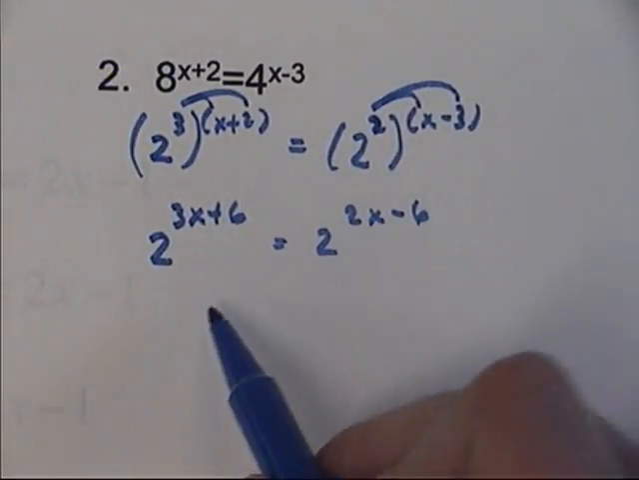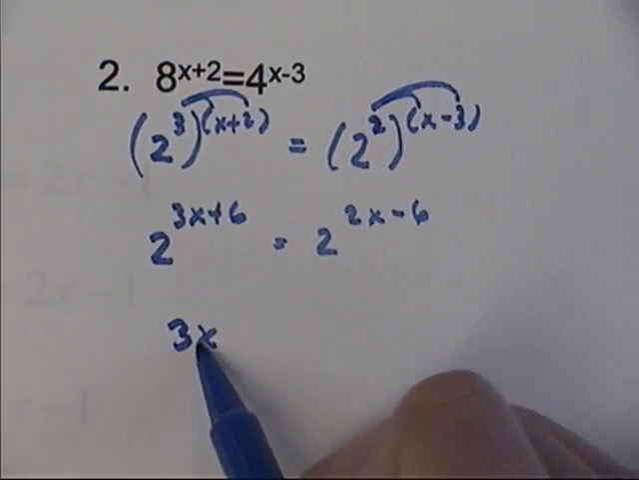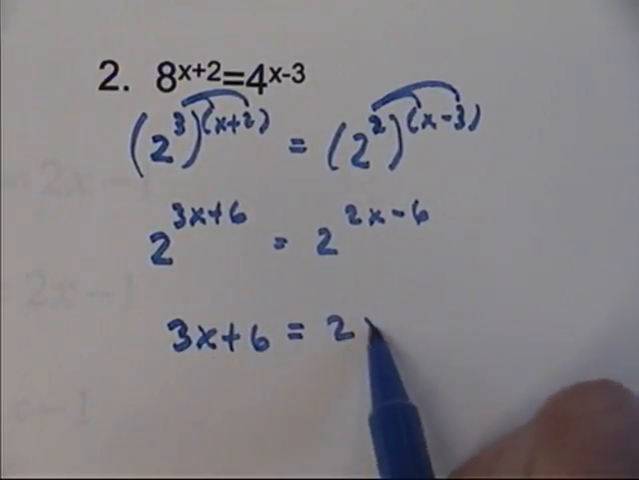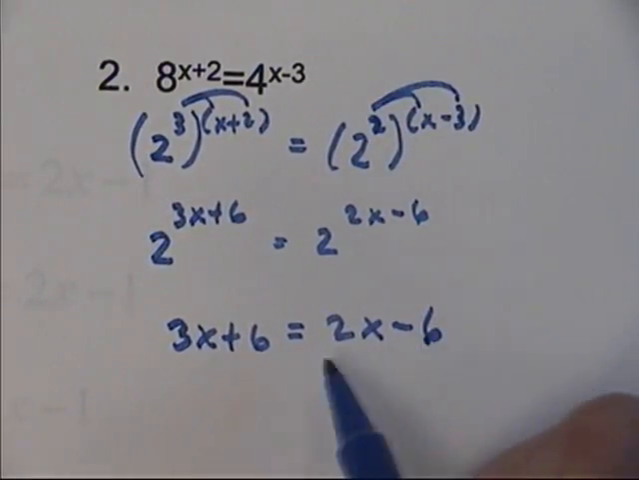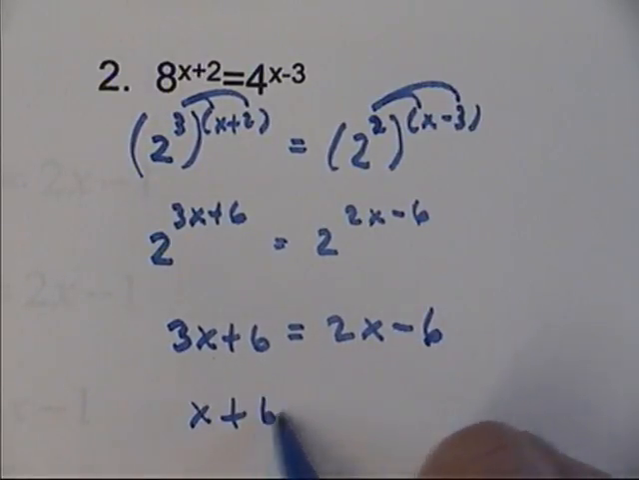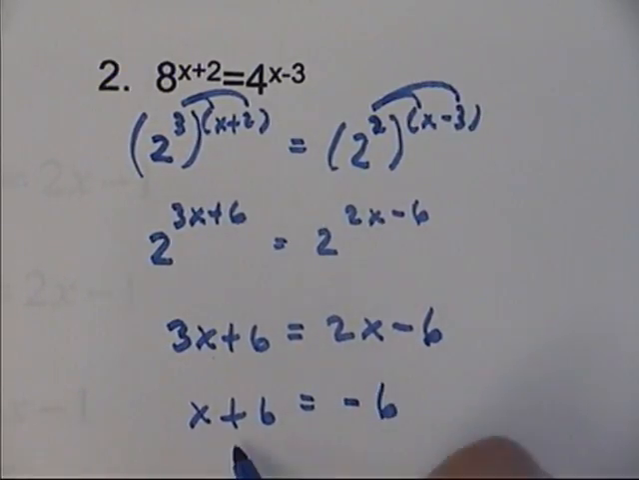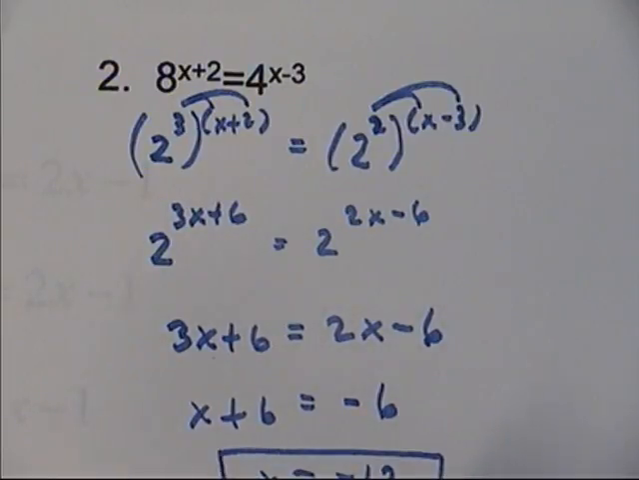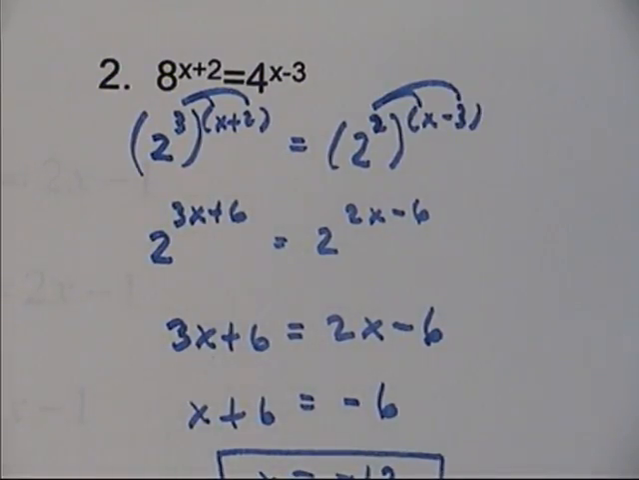So now the bases are the same, and I can then assume that 3x plus 6 has to be exactly the same value as 2x minus 6. So if I minus x on both sides, and then I minus 6 on both sides, x equals negative 12. So that is the first technique of getting the two bases to be exactly the same thing, and then setting their exponents equal to one another.